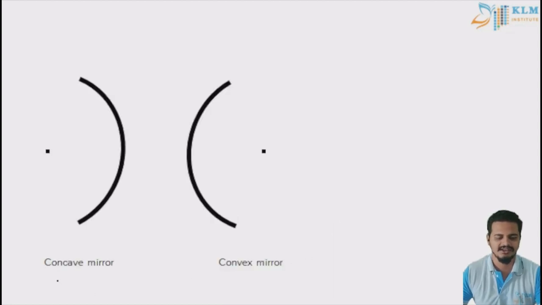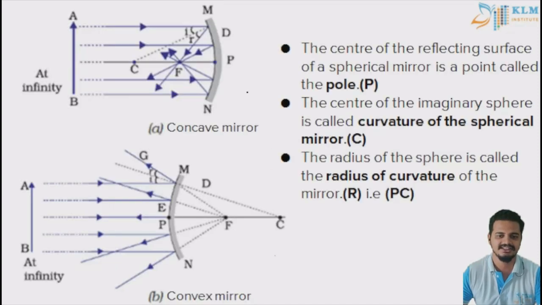This is the concave mirror and convex mirror shown again. And here, imagine this as a center and this is a complete sphere. If you think of this as a center, you can draw a complete sphere around it. This is called the center of curvature. We'll study other important terminologies about concave mirror and convex mirror.